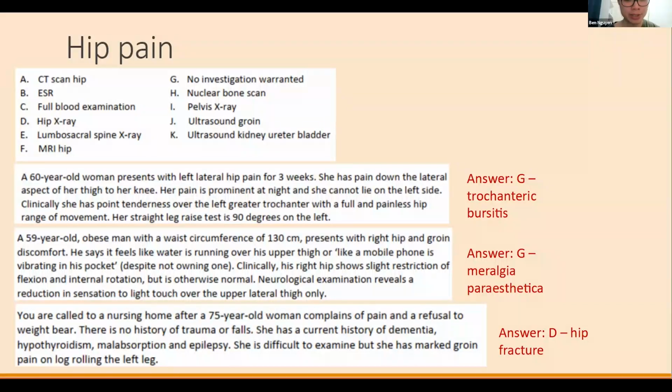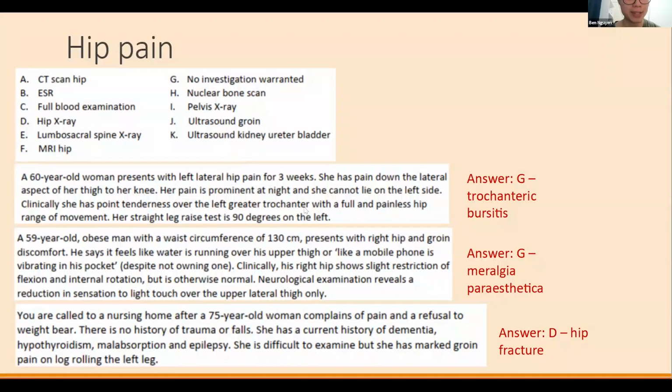And these are hip fractures. So inability to weight bear is pretty concerning. I'd be pretty concerned for a fracture there already. No history of trauma or falls can point away from a fracture, but she does have a history of dementia as well. I'm not sure if it's self-reported, but anyway, in these patients, they also have hypothyroidism and malabsorption. So I think they wanted to point towards something like osteoporosis, which could again increase the risk for a fracture there. So I think that's why the answer is D there.